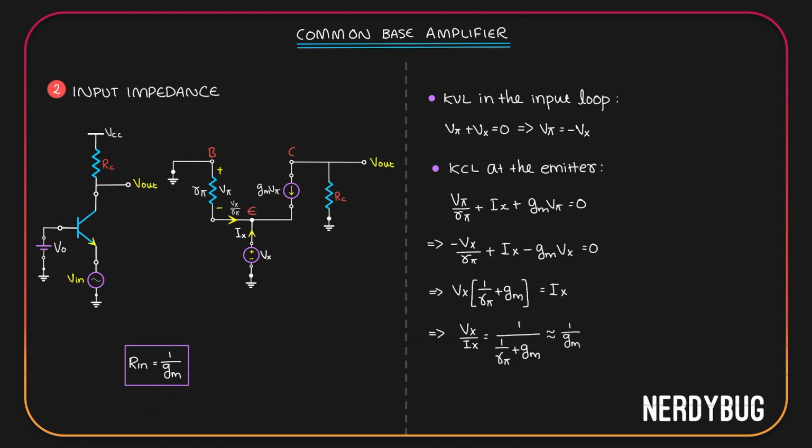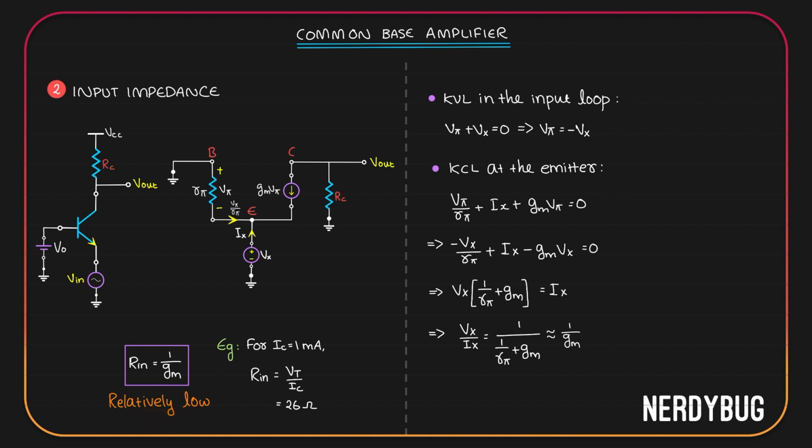Let's take an example and give some values. Assume the collector current is 1 milliampere. We know Gm is Ic by Vt. Our input resistance is 1 by Gm, so it will be Vt by Ic. Vt is the thermal voltage, which is 26 millivolt. Ic, as we have taken here, is 1 milliampere. So the input resistance will be 26 ohm, which is very low. So we can say for common base configuration, the input impedance is relatively low.